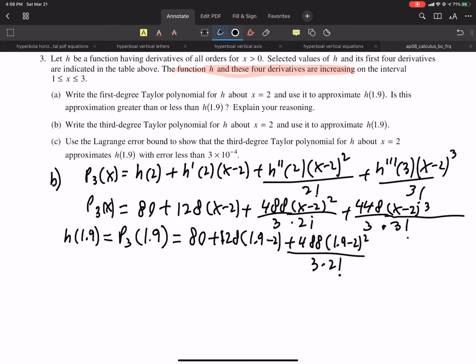Whoa! Did anyone notice that factorial is upside down? Oh no. Oh no! Let's undo that. Bad things are happening. There we go.